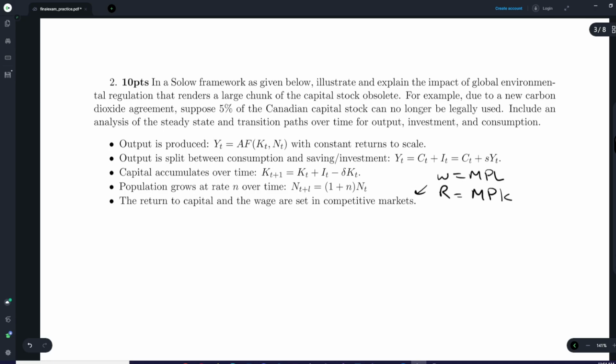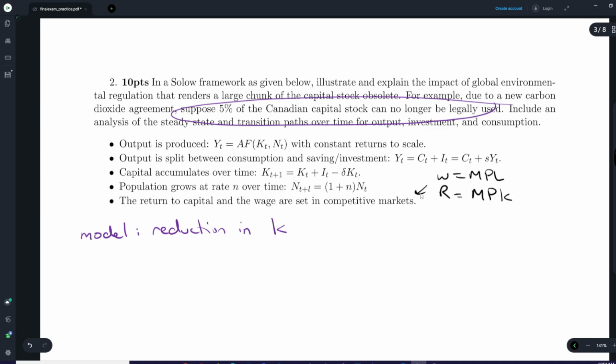So now we are going to look at what is actually happening in the headline. Here's a story about 5% of the Canadian capital stock can no longer be used. So I'm going to model this as a reduction in K.